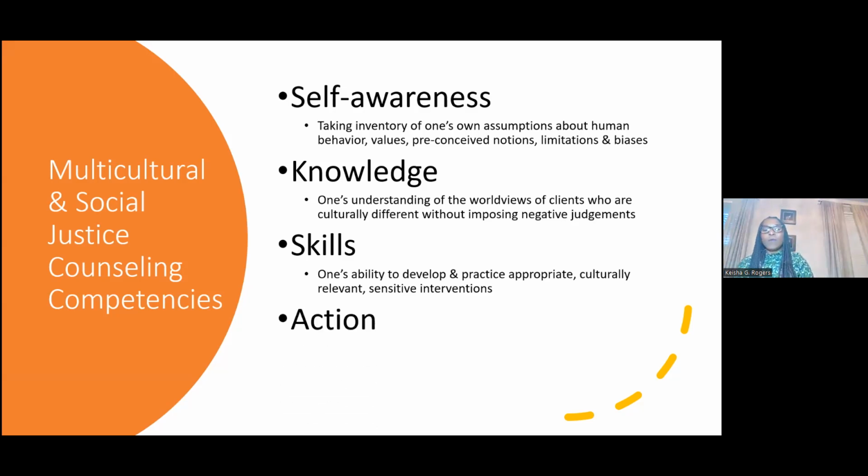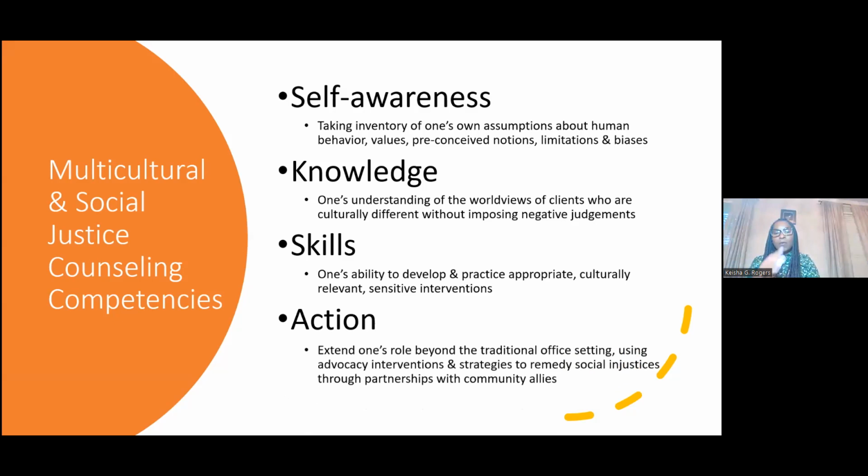Action is the fourth dimension of the multicultural and social justice counseling competencies. So we're moving beyond talking to actually doing, right? Actually getting out of our office and working in the community, partnering with community agencies and other allies, using our advocacy interventions and really going about the business of remedying social injustice. It's our job to address these things and to reduce the number of barriers out there for the clients that we serve.